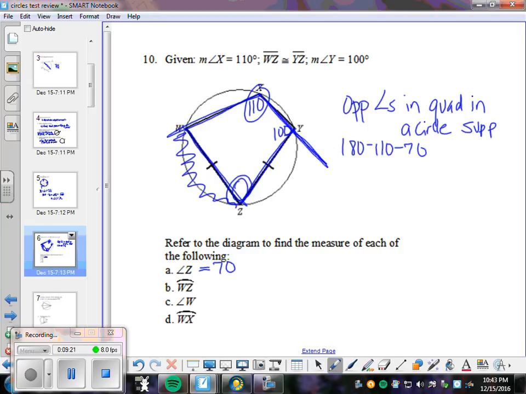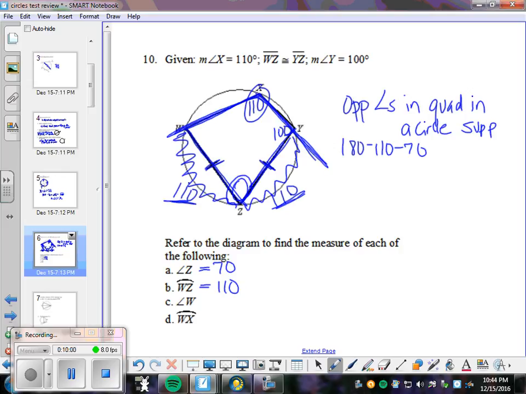Okay, this whole arc, the whole thing. 110 is an inscribed angle, so you would double it to get this whole arc. Half of that arc, though, because if you do the whole thing, that means half of this would be the 110 and half of it would be 110. These are equal chords, so these are equal arcs. These are the same. So WZ is going to be 110.